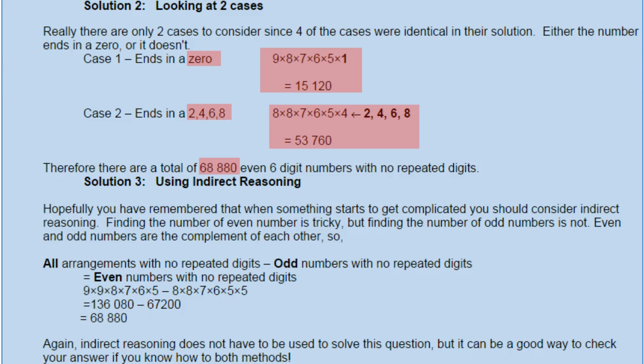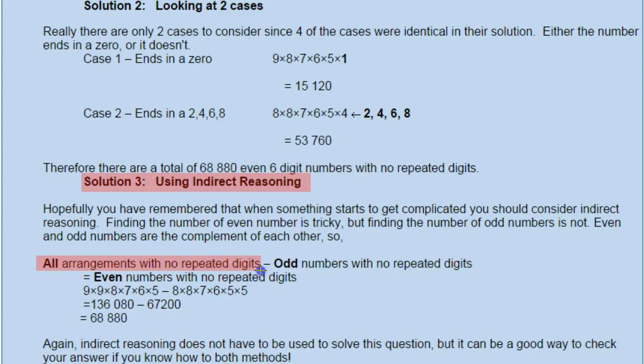Finally, the third possibility is to use the indirect reasoning solution. In this case, we're going to look at all arrangements where there were no digits repeated, and then we're going to subtract the odd numbers where there were no digits repeated. Because if we get rid of odd numbers, that leaves us with only even numbers. Remember the complement idea? The odd numbers would be the complement to the even numbers. So we're going to do our arrangement of no repeated digits, 9 times 9 times 8 times 7 times 6 times 5, and we're going to subtract what we figured out for the odd numbers with no repeated digits. And again, we end up with the same solution.